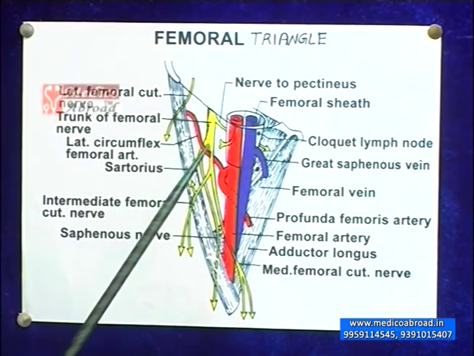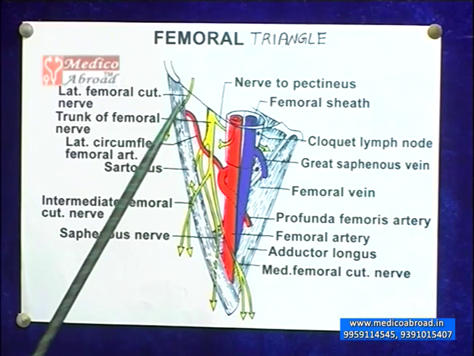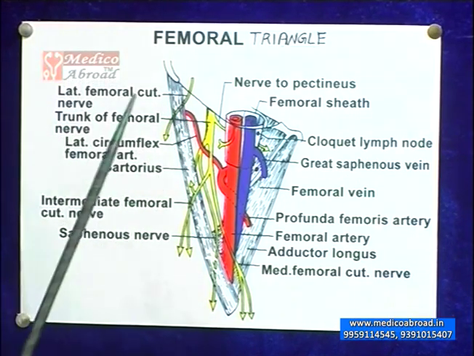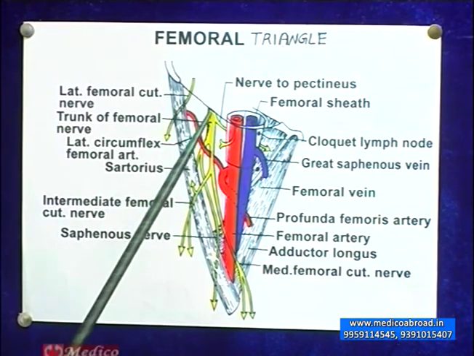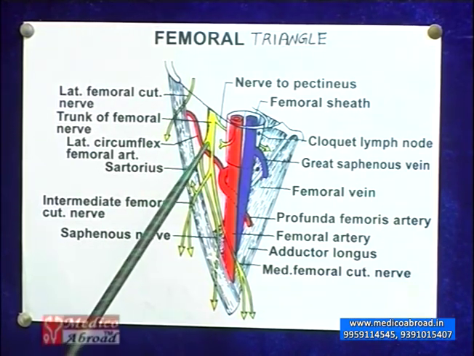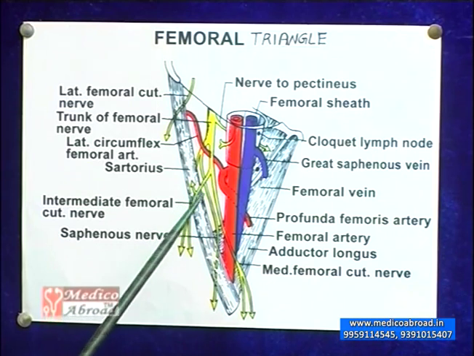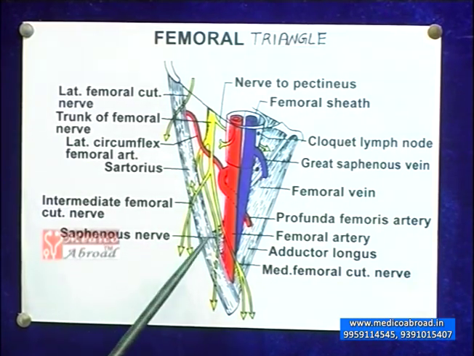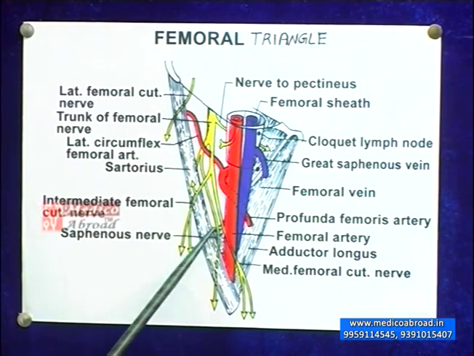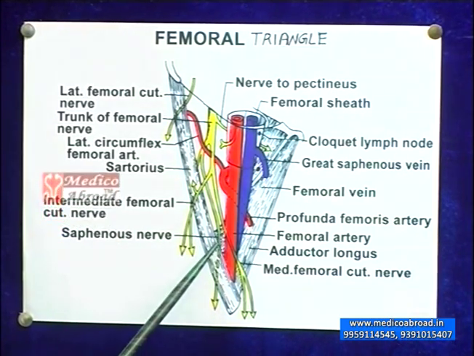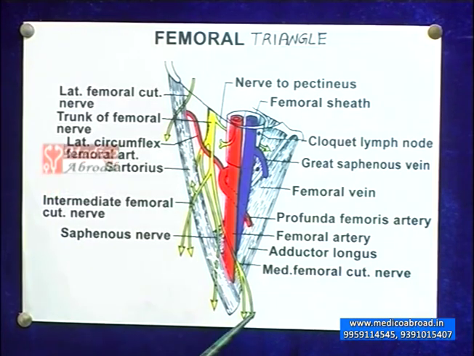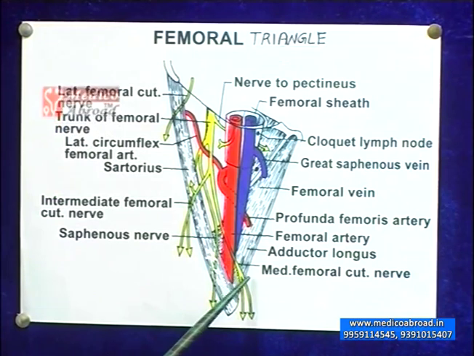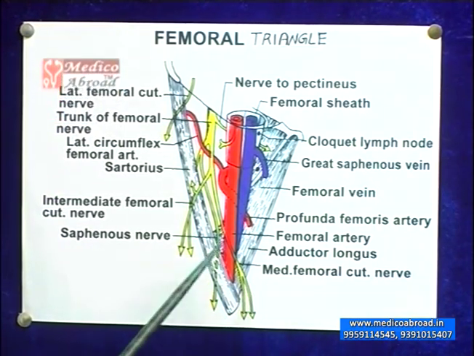Now there are different nerves which pass through the femoral triangle. They are the lateral femoral cutaneous nerve, the trunk of the femoral nerve along with the branches, the muscular branches and intermediate femoral cutaneous nerve. The saphenous nerve arises at the apex of the femoral triangle. Also you will have the branch of the femoral nerve called the medial femoral cutaneous nerve.